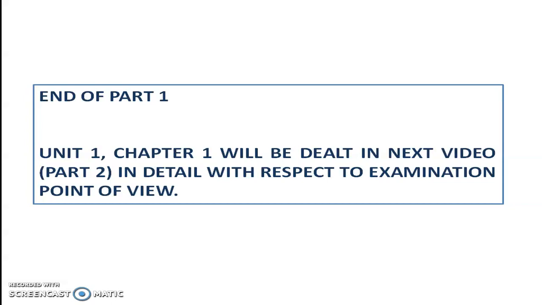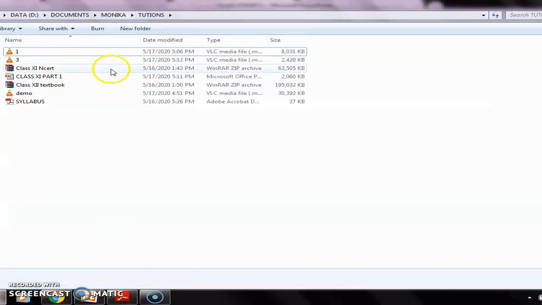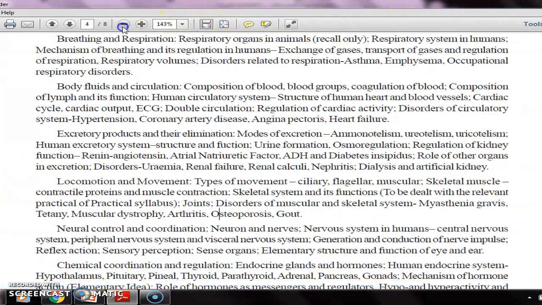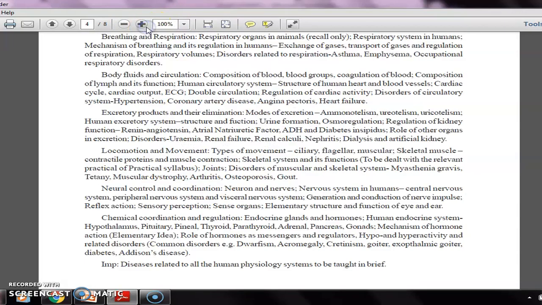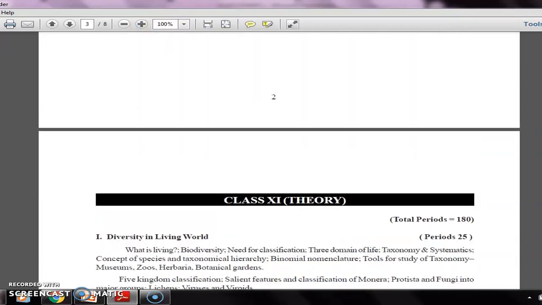Apart from it, I would like to tell you the detailed syllabus for class 11 and 12 is being uploaded on ncert.nic.in. I'll show you. Here you can see this is the entire detailed syllabus, and this will give you a very nice idea what you are supposed to learn and what you are supposed to study.